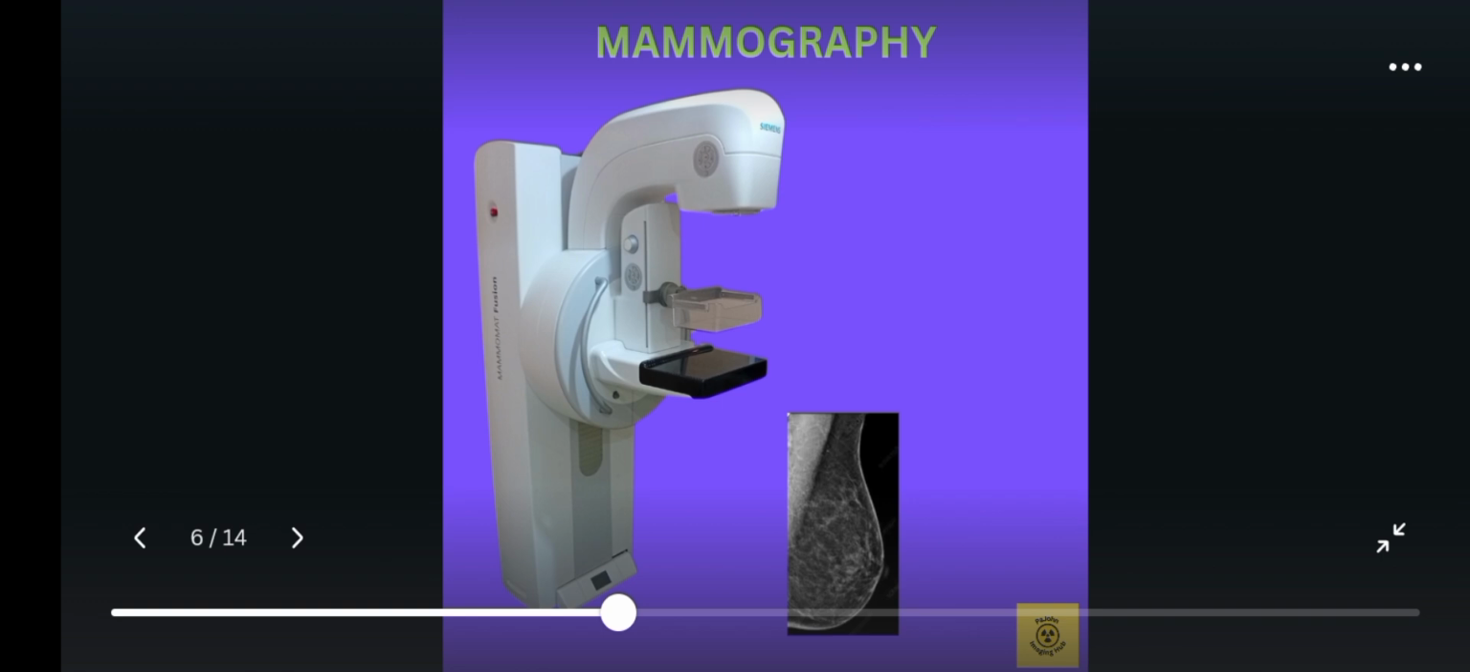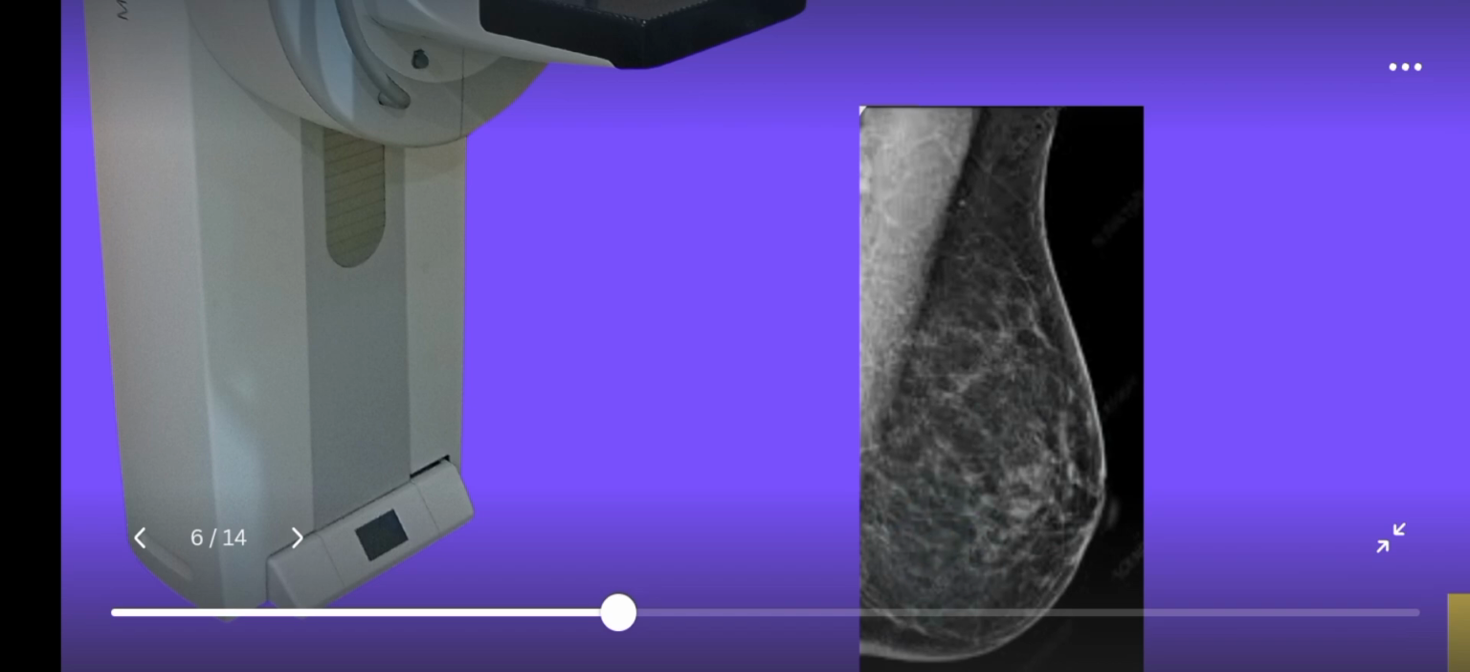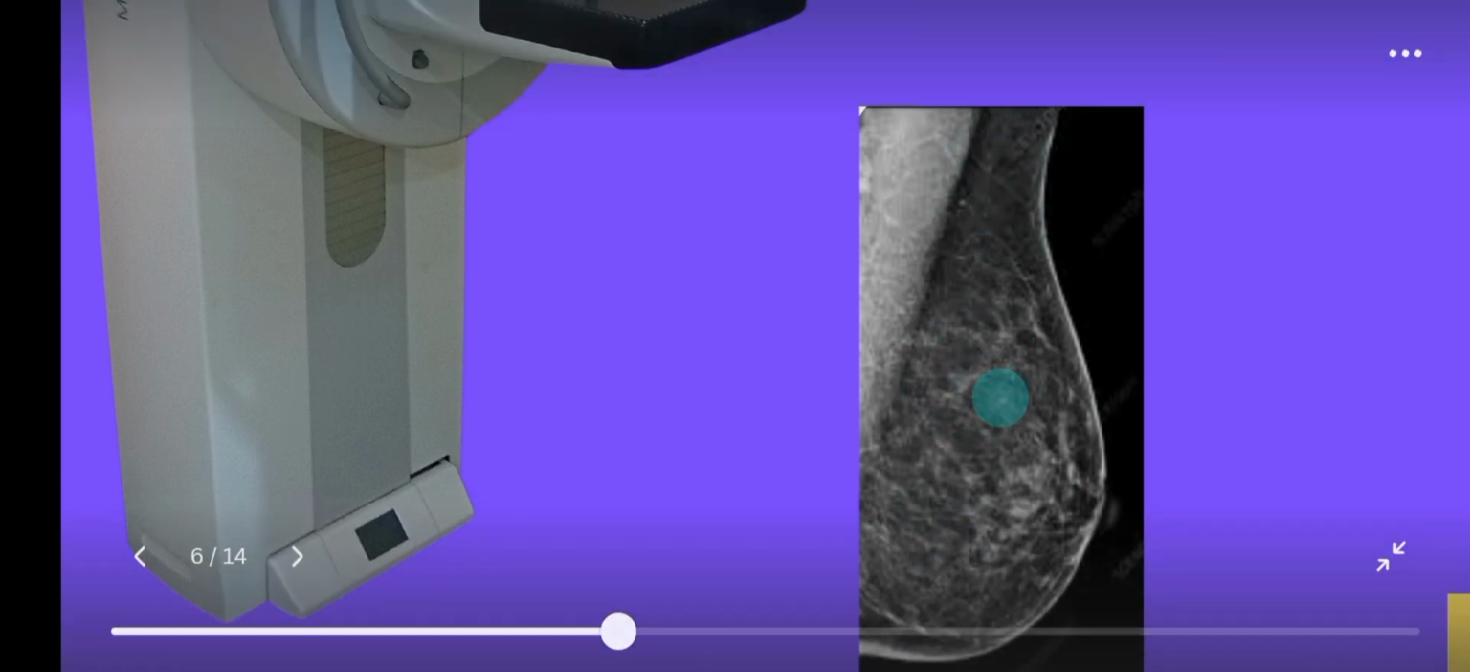But it has some disadvantages. It uses radiation, which is harmful. Then it is limited only to the breast, and it is not easily available. Most of the hospitals and radiology departments don't have a mammography machine. This is a normal breast, how a normal breast image looks like.